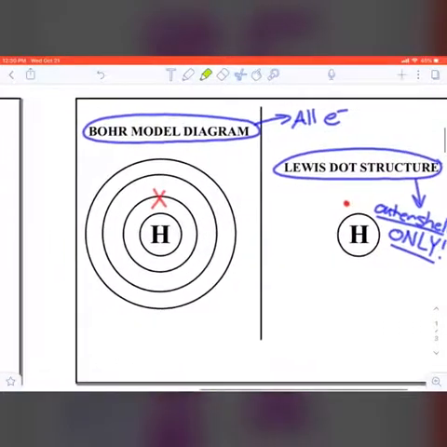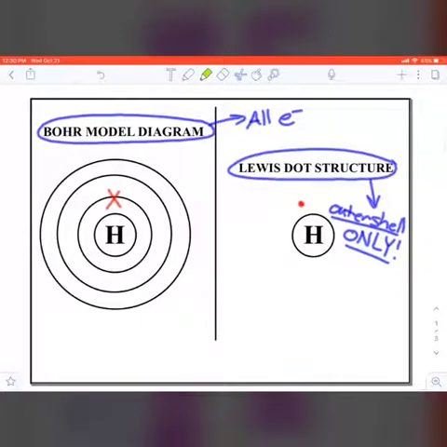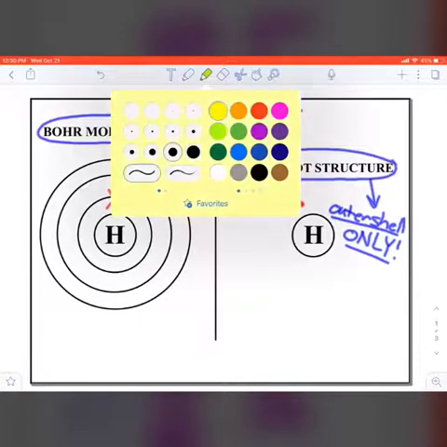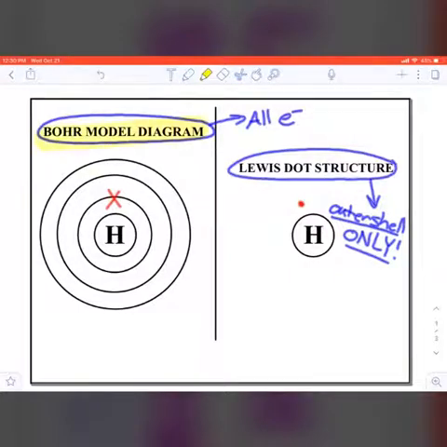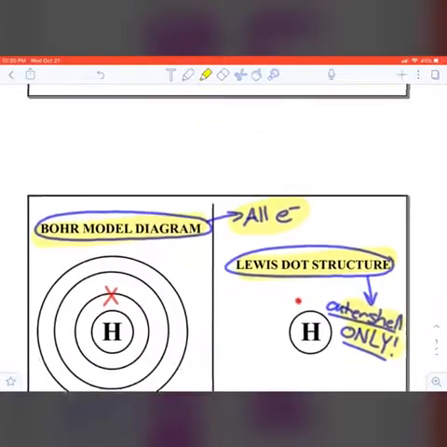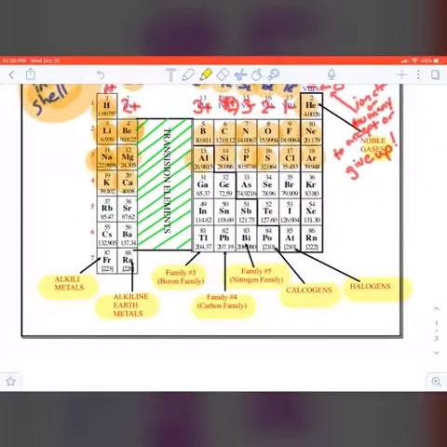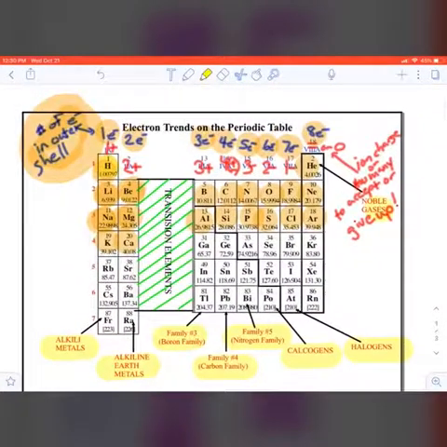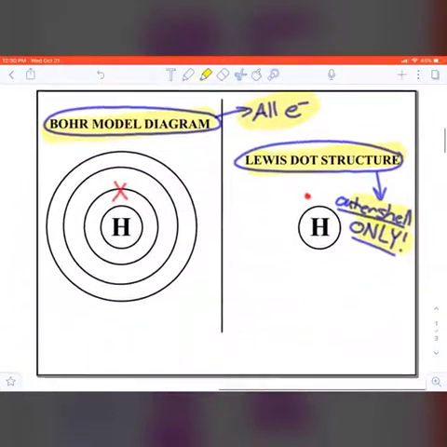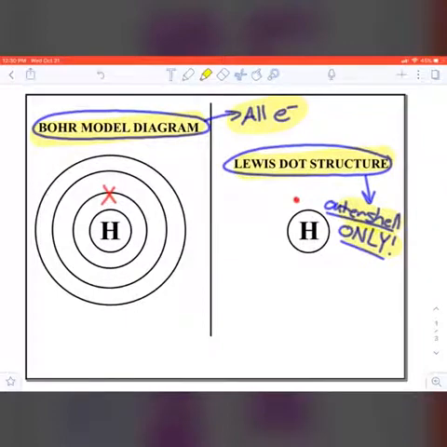So for example, remember, we need to understand something: the Bohr model takes into account all the electrons. The Lewis dot structure is only the outer shell ones. Okay? So for example, if we looked up here again, we said hydrogen. Hydrogen has 1 outer shell electron. Okay? So it has 1 total electron.